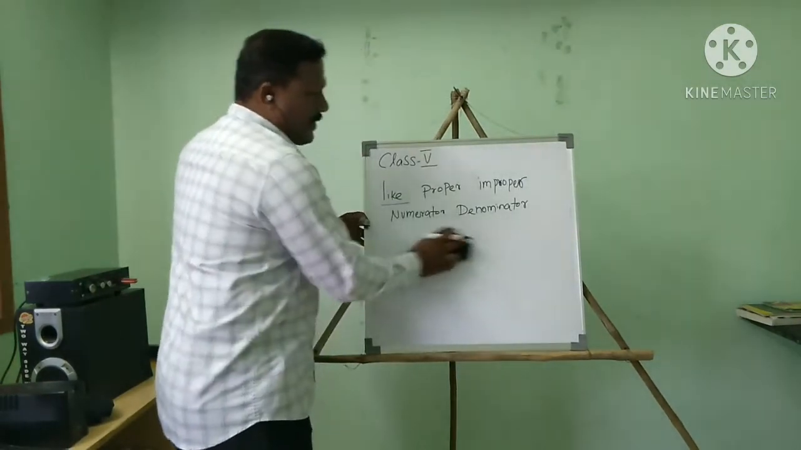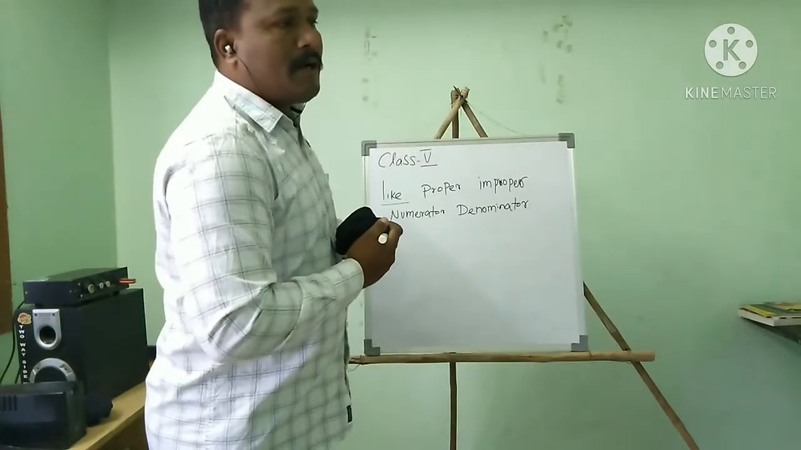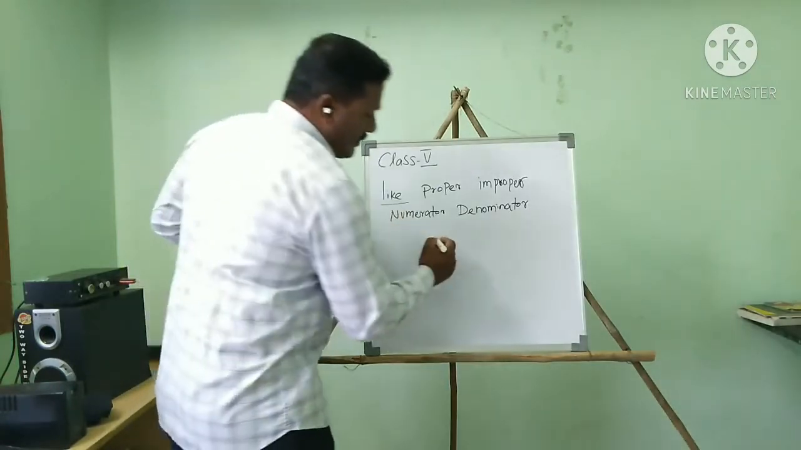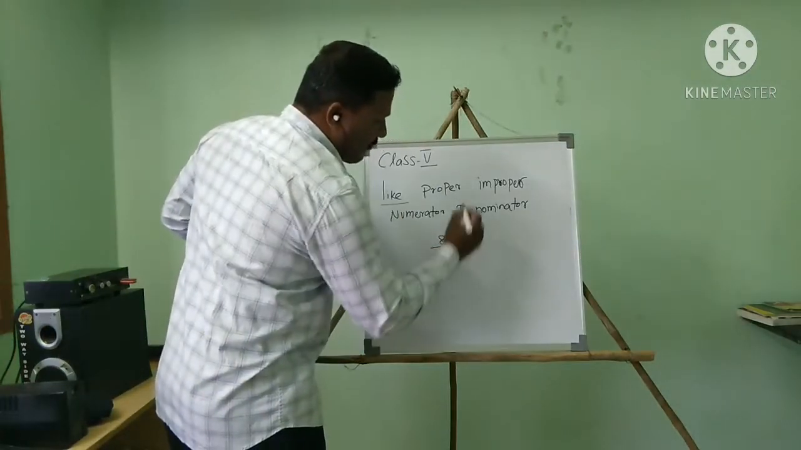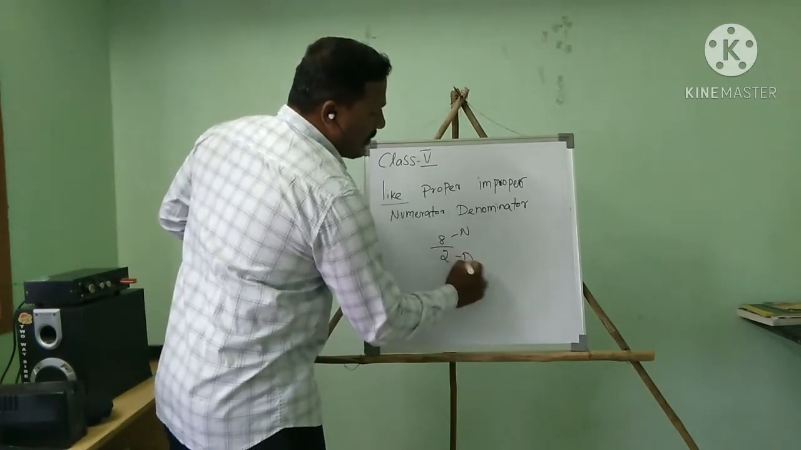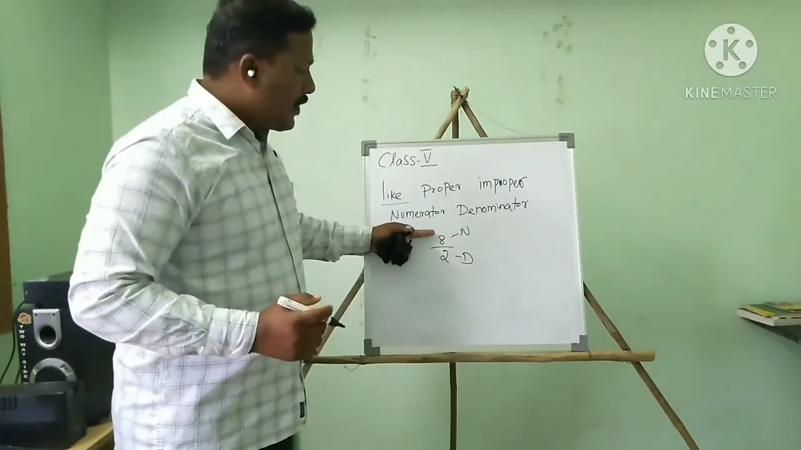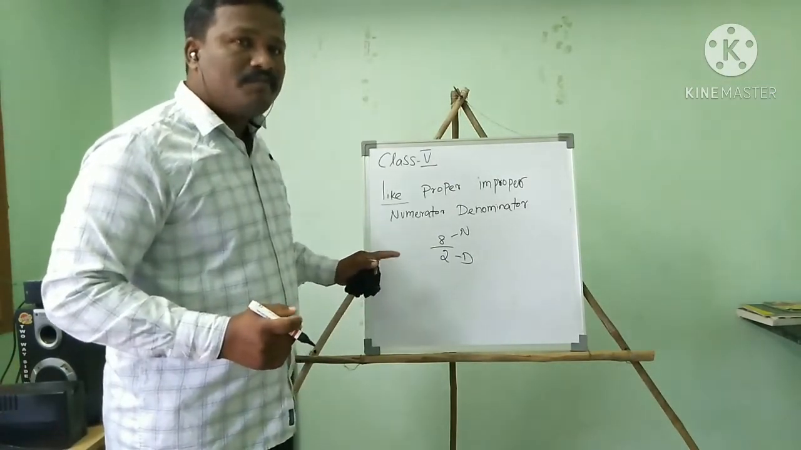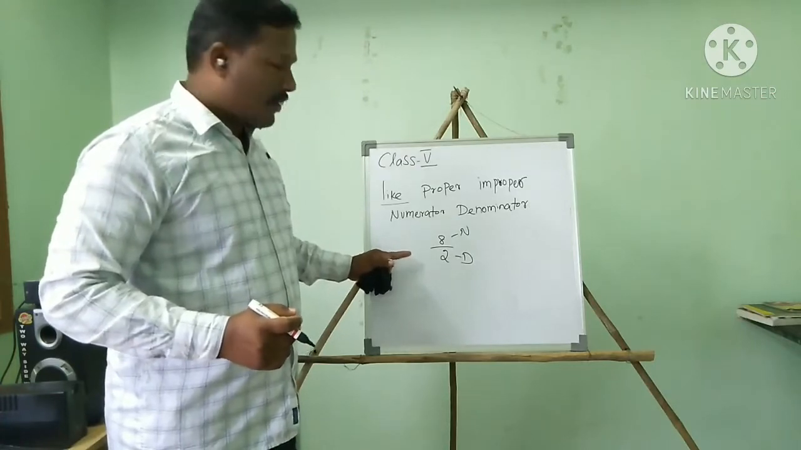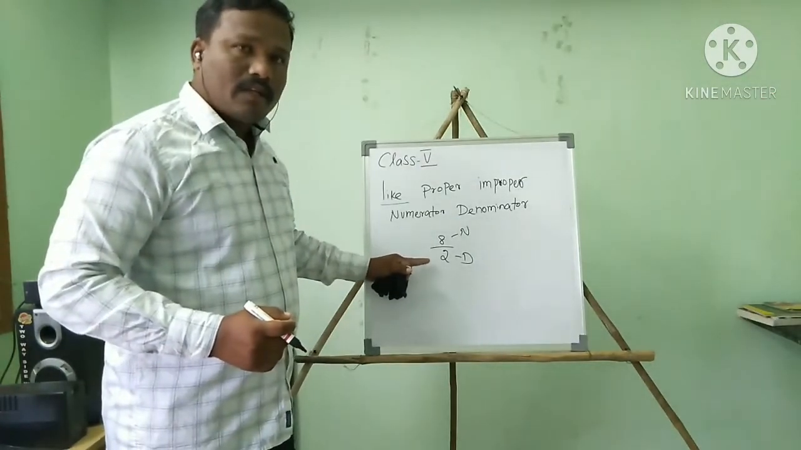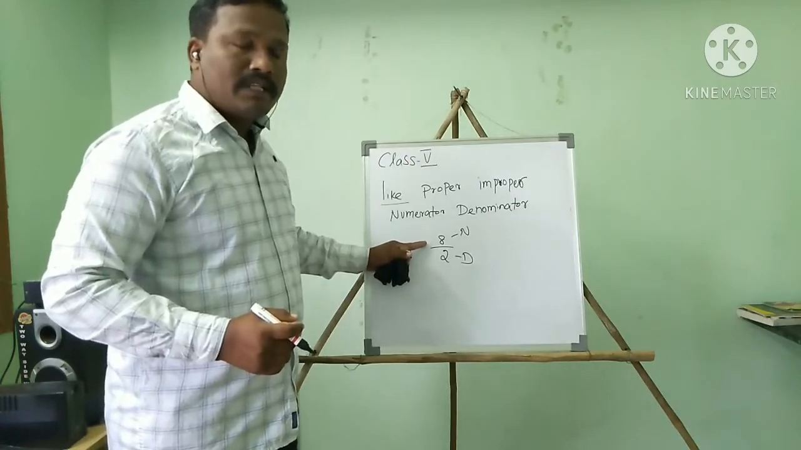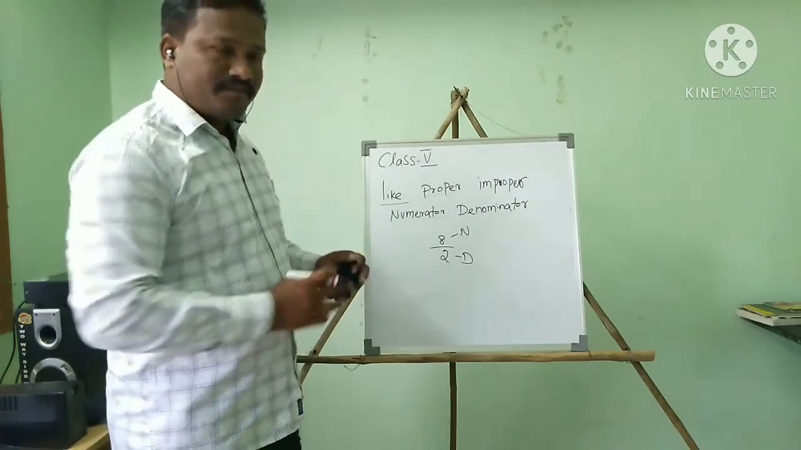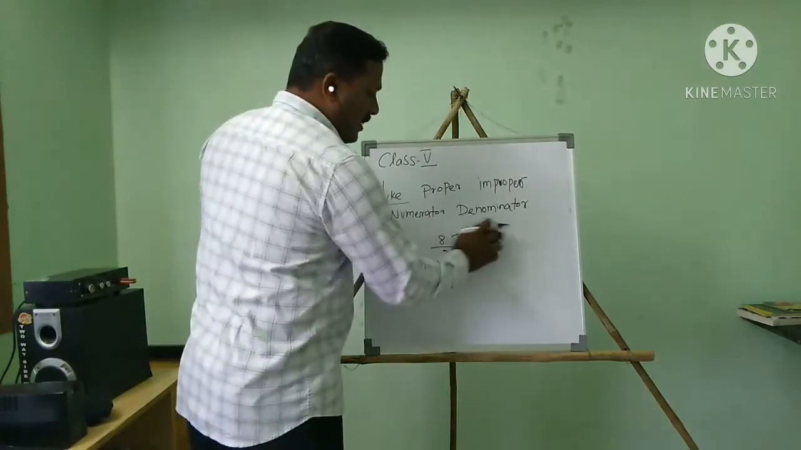Then the third question: if the numerator is greater than the denominator, like this. This is the numerator, this is the denominator, you know very well. So the numerator is bigger than the denominator. What do we call this kind of fraction? We call it an improper fraction. So improper fraction is the answer to the third question.